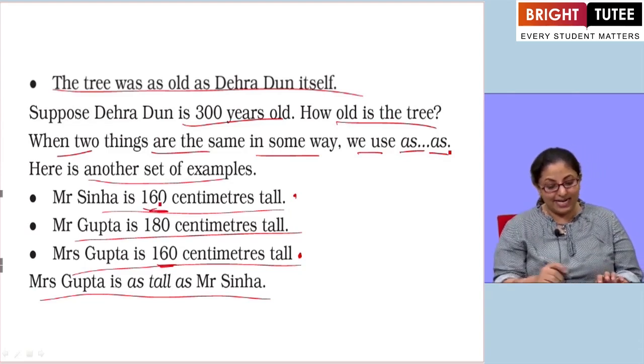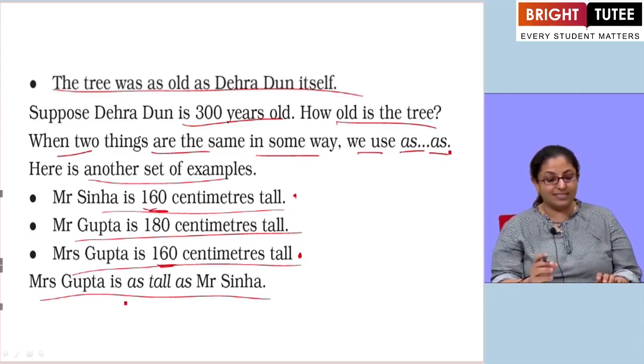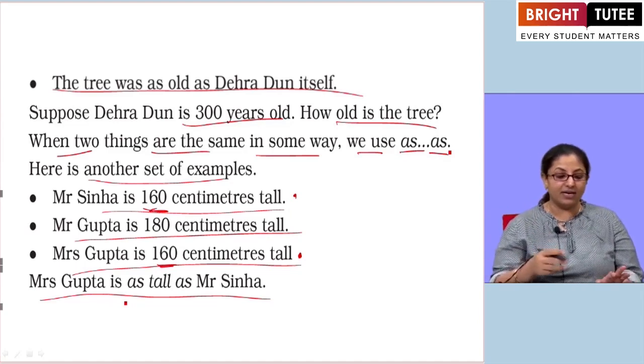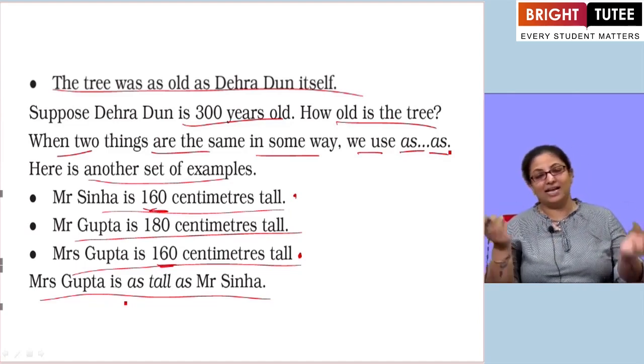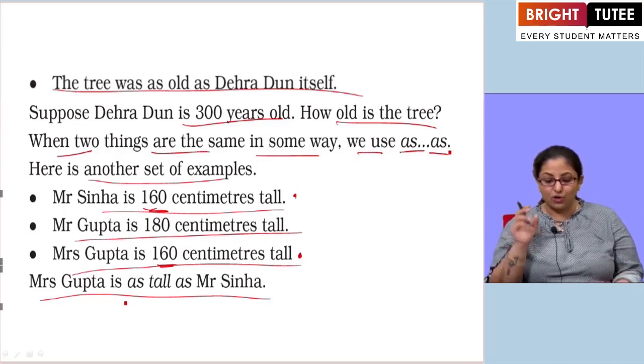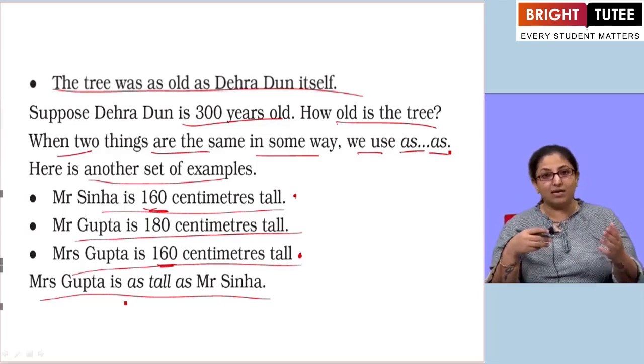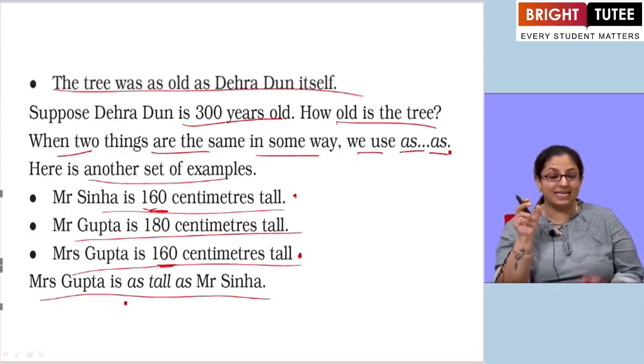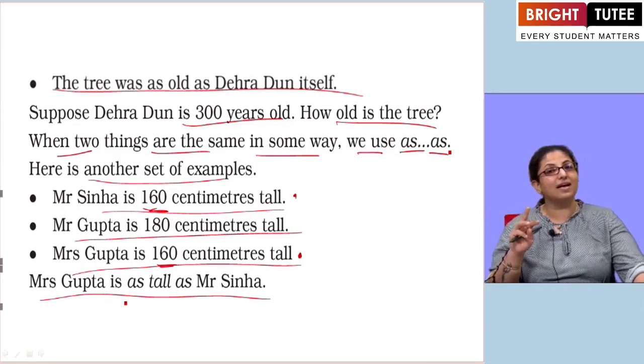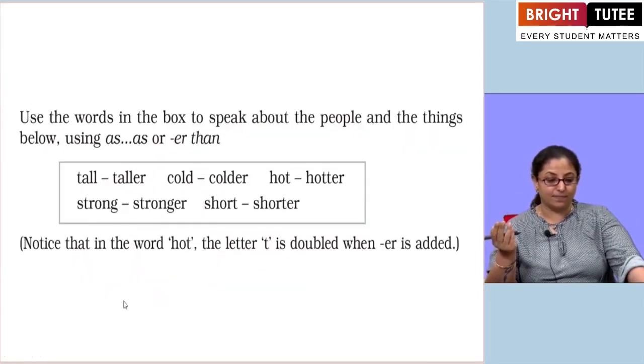So, instead of writing that Mr. Gupta and Mr. Sinha are 160, they have written Mrs. Gupta is as tall as Mr. Sinha. Right? So, when two things are similar, they have written the word as. So, we use as when two things are similar in the same manner.